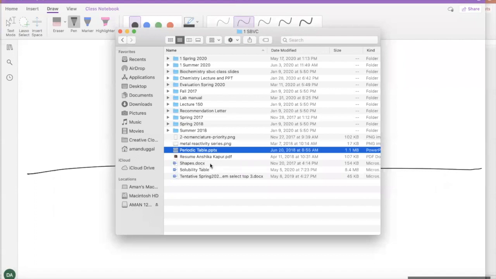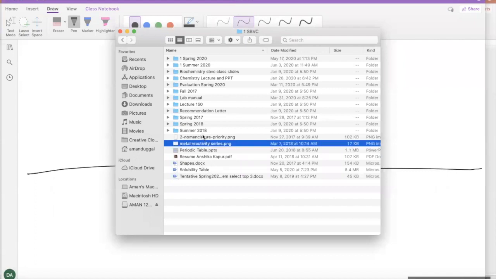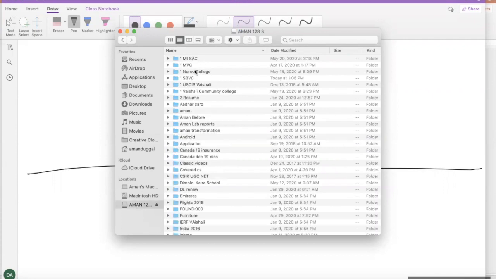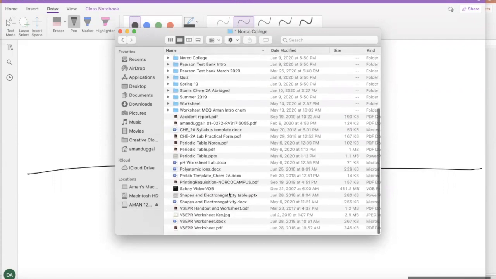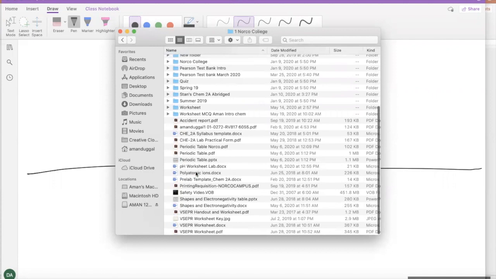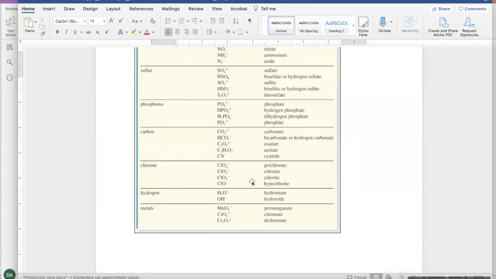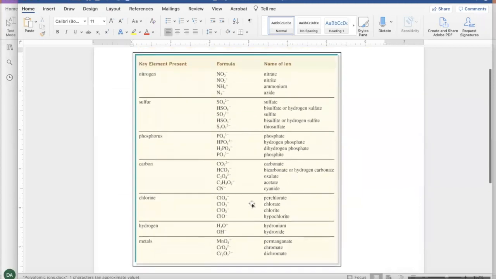So let me show you the list. Let me see where it is. Where did I save it? So polyatomic ions. Here's the list. So, guys, these are some polyatomic ions that you're responsible to know.